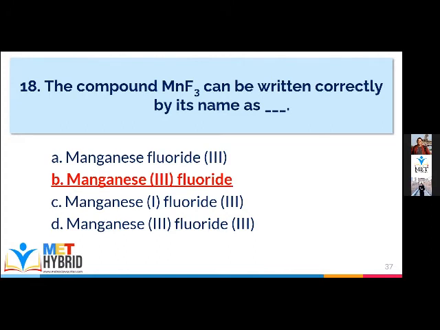So manganese 3 fluoride. In naming a compound, from the name itself, it can be a combination. A compound is a combination of two ionic atoms. In this particular example, you have the cation manganese, which is Mn3 plus. And you have fluoride. So in this particular compound, you have here a cation and an anion.